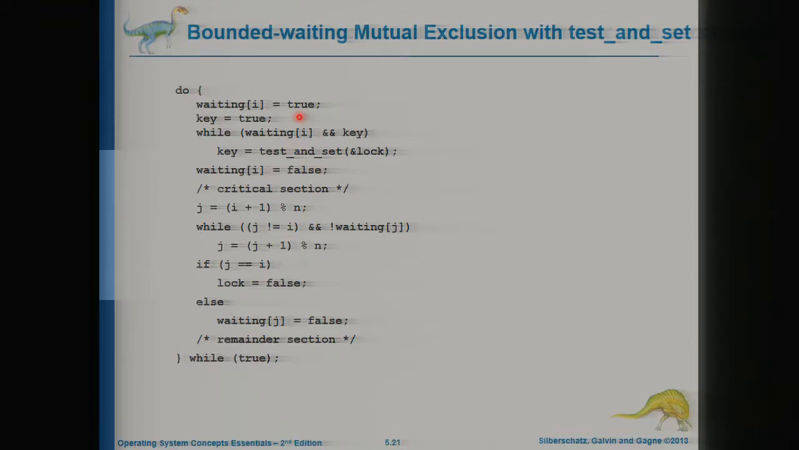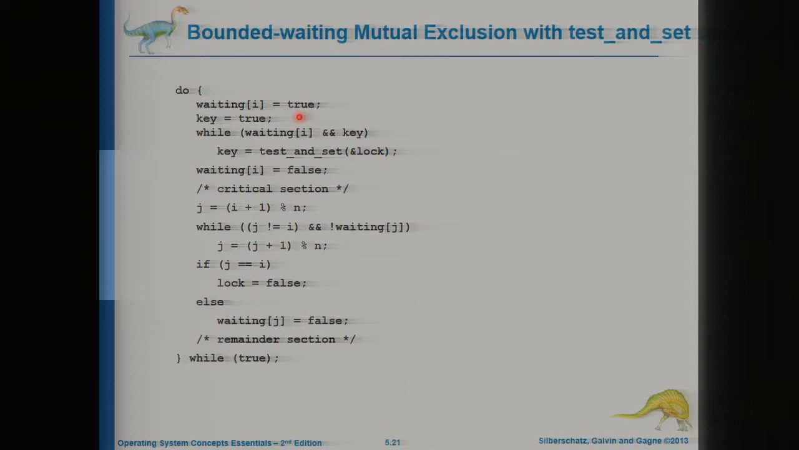Now, supposing P2, waiting[2] is set to true. That means it is ready to enter its critical section. Next, we are saying key is equal to true. We assign key is equal to true.